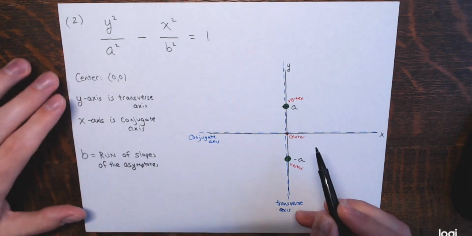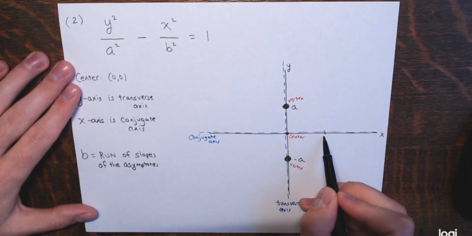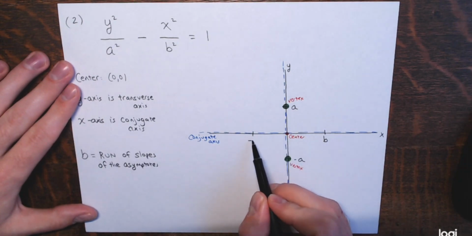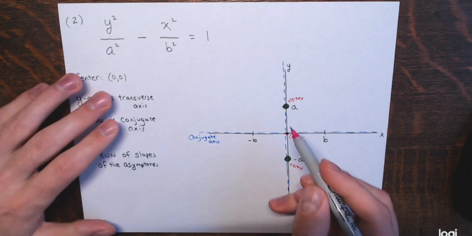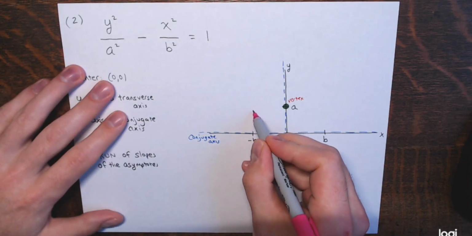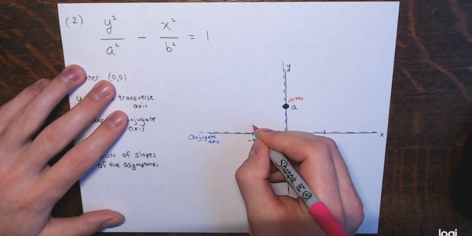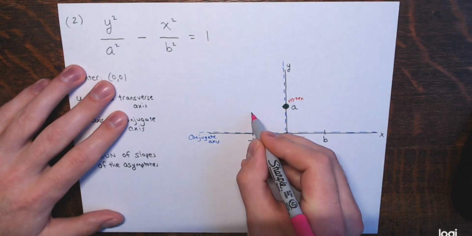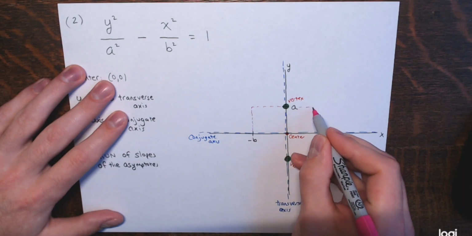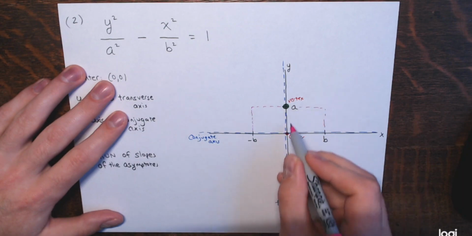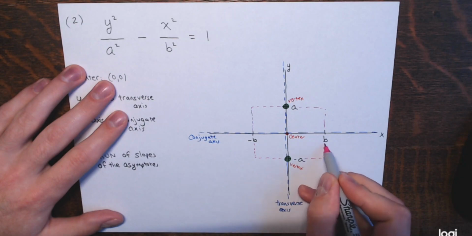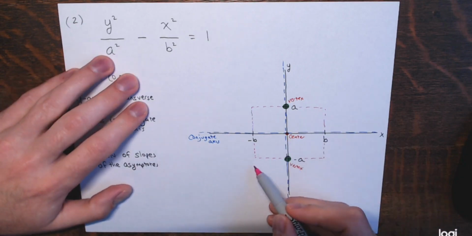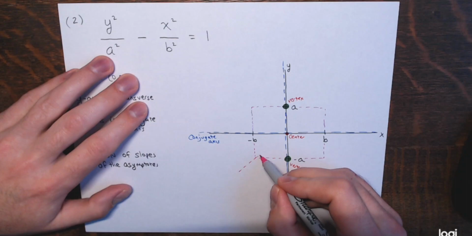So from the center I go right b, left b. And again, I can create this little box. You're going to see this little rectangle in all the graphs in this assignment anyway. Create this little box here with a height of 2a and a width of 2b. And then through the corners and the center go these asymptotes.